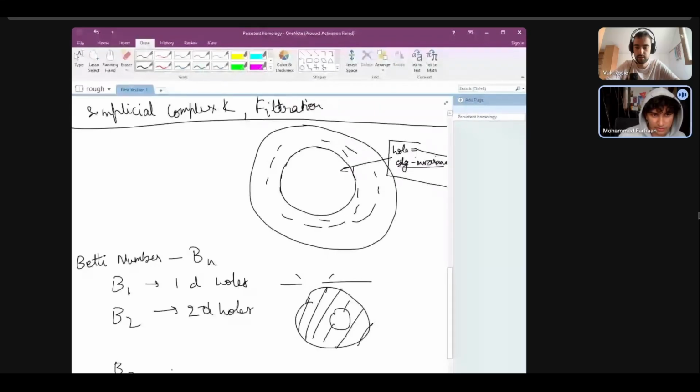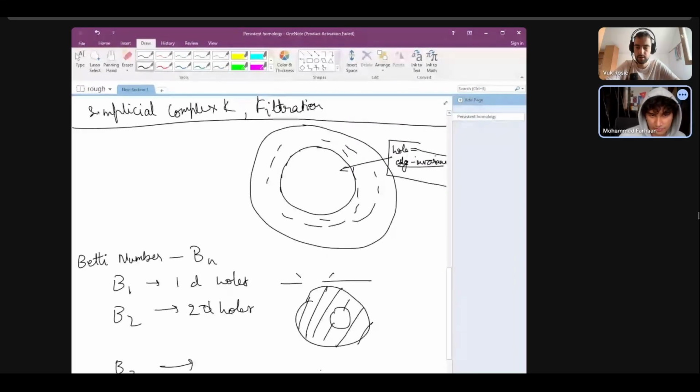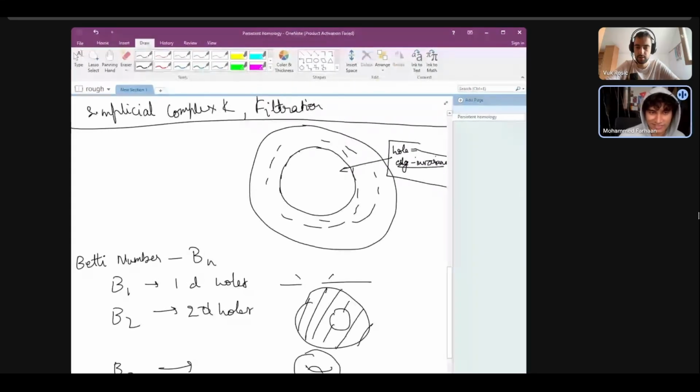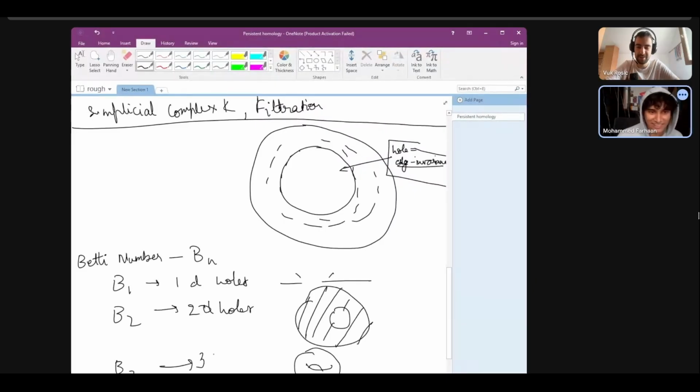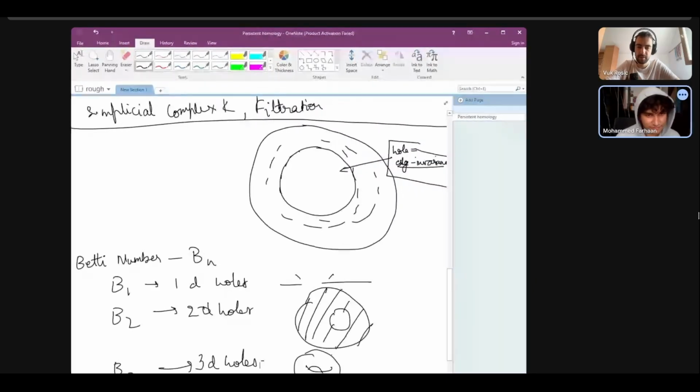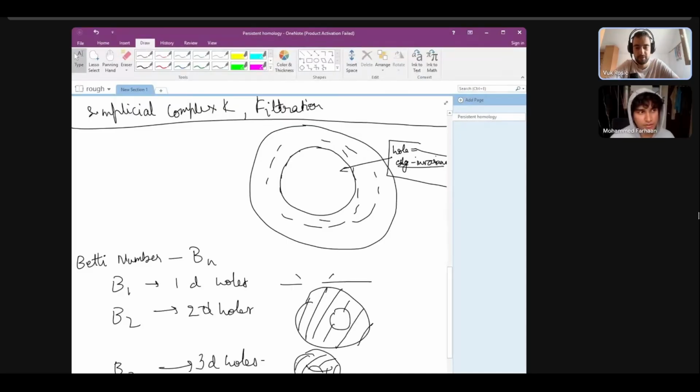Similarly, Betti number 3 is something like a donut. I like calling them donuts over toruses. Cool. But shouldn't the 3D hole be completely, ah, you mean inside of the donut? The donut is the hole. So I thought the 3D hole, right, I think I messed up the definitions a little.